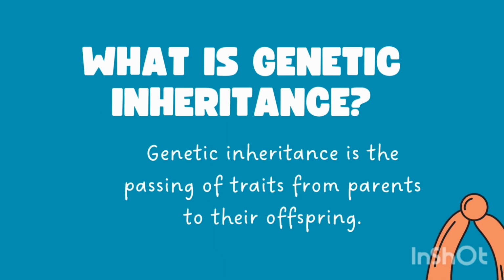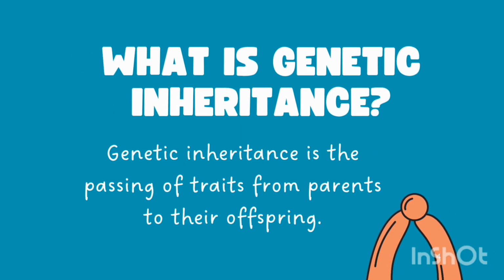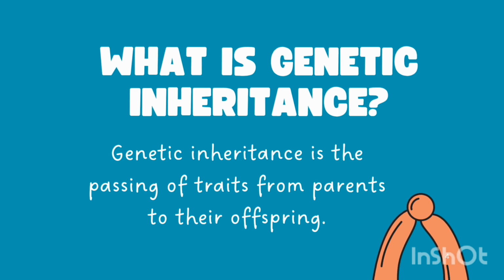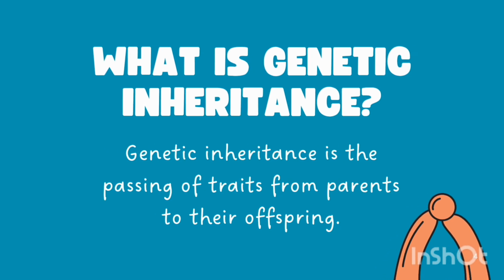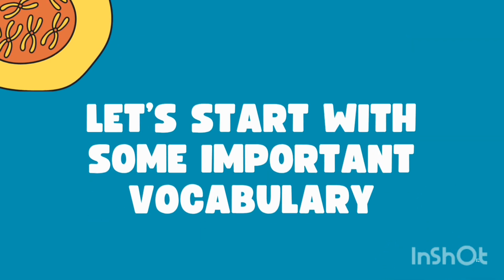What is genetic inheritance? It is the passing of traits from parents to their offspring. So the parents' traits will be passed to their offspring.